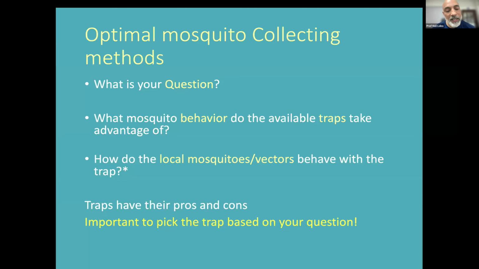And the second we put out a human landing catch, the second we used humans as bait, we caught a lot of Anopheles arabiensis. So I was wrong because I just assumed things without actually collecting the data to make a decision. So please don't do what I did. Collect your data and make a decision based on that. Different traps have their positive and negative points, and it's important to pick your sampling method based on your question.